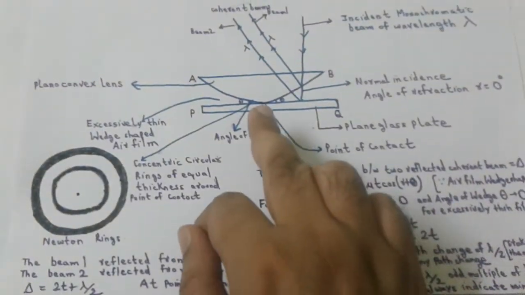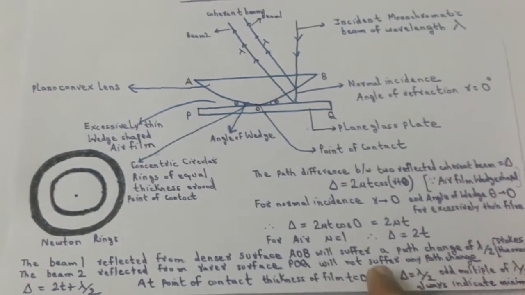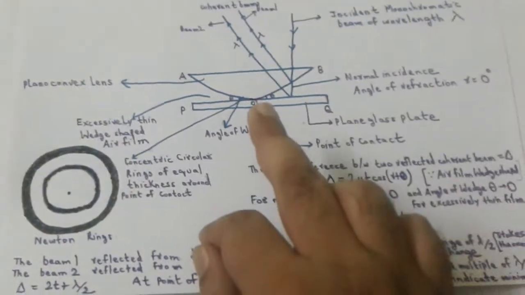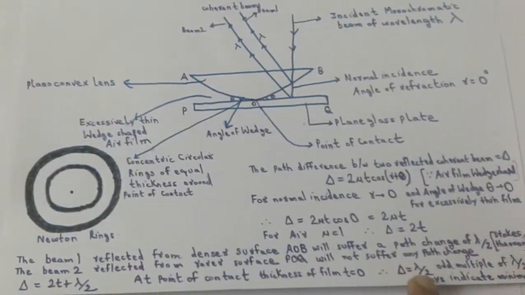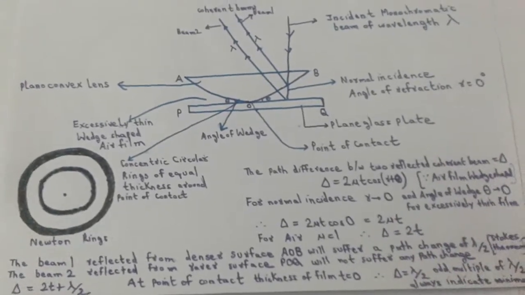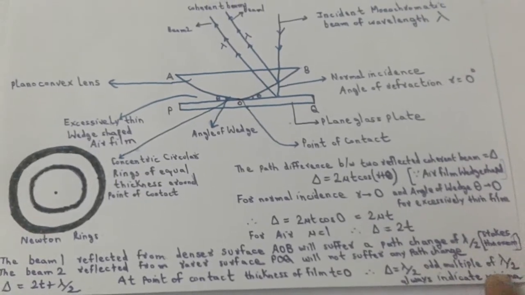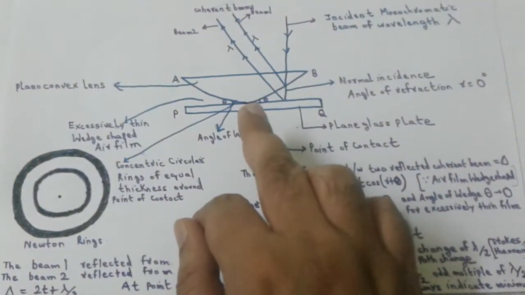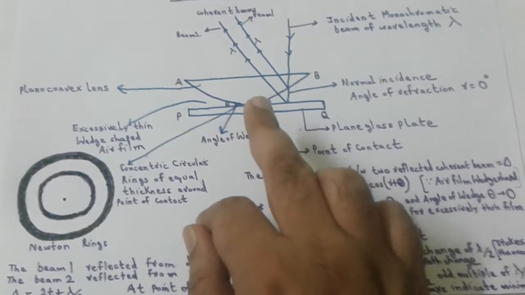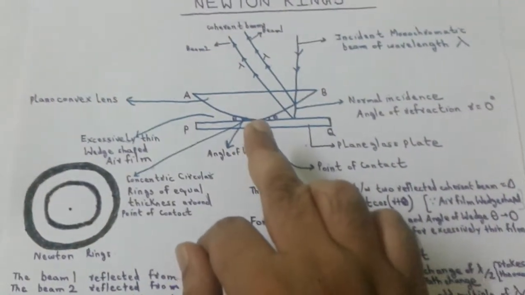Now at the point of contact, the thickness of the air film is 0. So the path difference between the two reflected coherent beams reflected from the point of contact is always equal to lambda by 2, which is an odd multiple of lambda by 2. The odd multiple of lambda by 2 always indicates a minima. Hence, we always obtain a dark spot when we observe the Newton rings in the reflected system. The dark spot is formed at the point of contact.